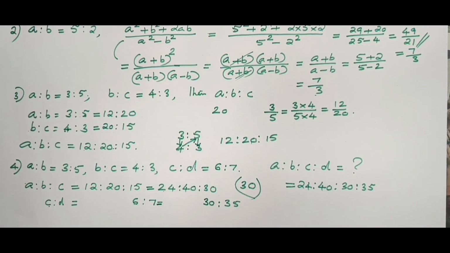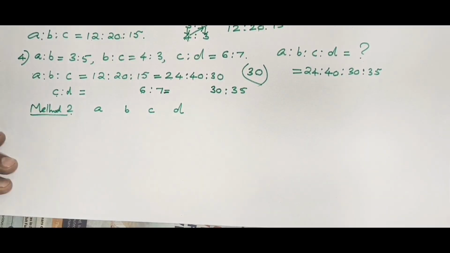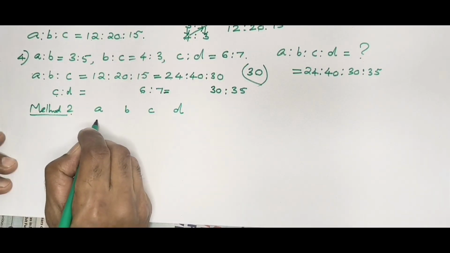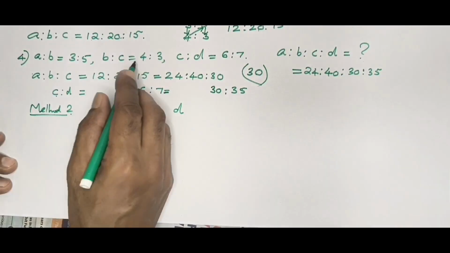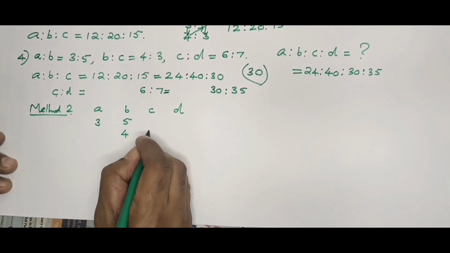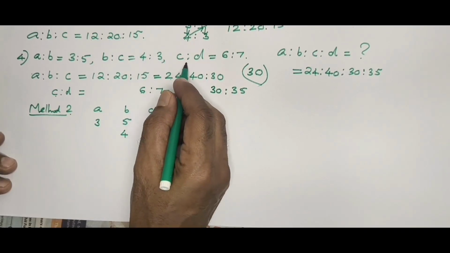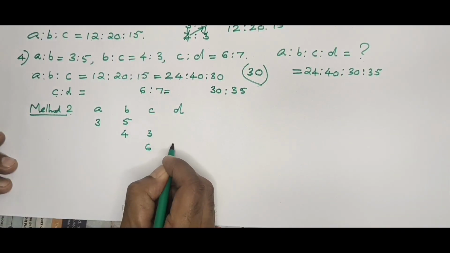And there is a different approach, which some people think is shorter than this, but I don't know. I'll show you that here. You decide which one you want to use. In the next method, you write A, B, C, D like this. A is to B is given to be 3 is to 5. So you write those numbers here, 3 and 5. And then B is to C, 4 is to 3. You write below this number 4 and C, 3. Then C is to D is given to be 6 is to 7. You will be writing 6 here and 7 here.